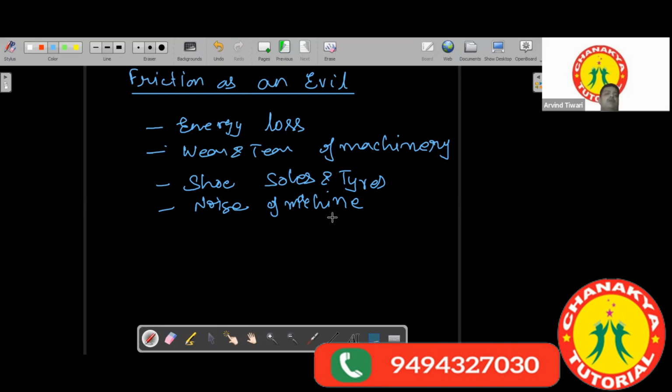Have you ever ridden your bicycle and it makes a noise, so you start oiling your bicycle, and after oiling it, it does not make any noise and you are able to move it quite silently with less effort.